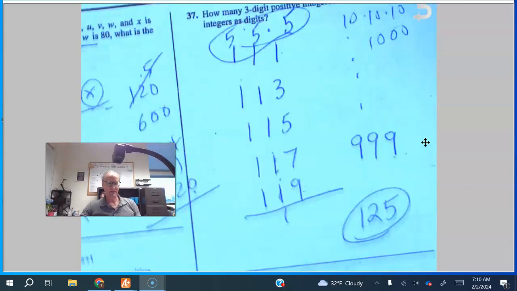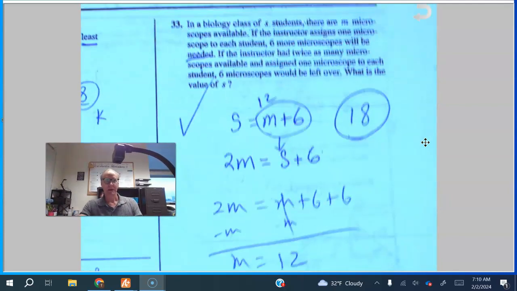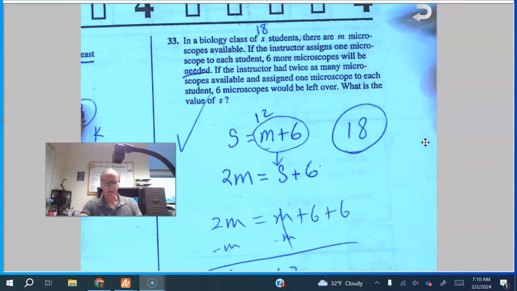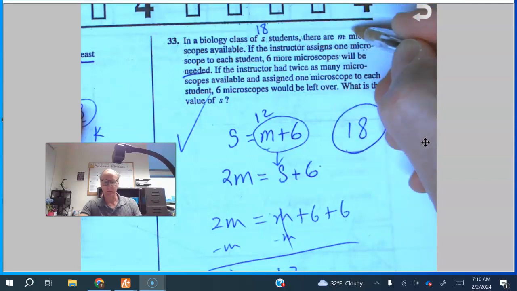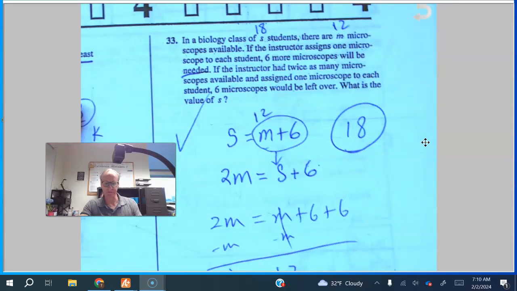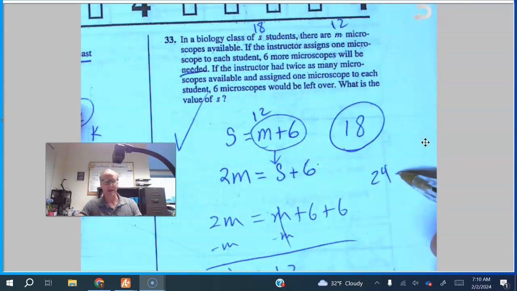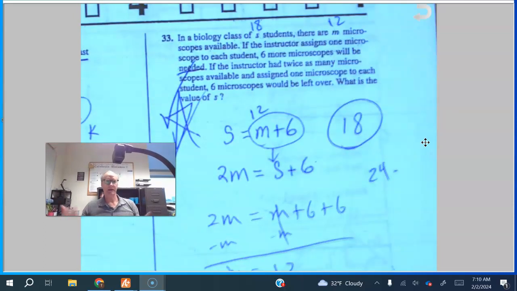And I said I was going to go back to that one about the microscopes and double check it. Let's take a look at it just one last time. If there are 18 students in class, there are M microscopes, and presumably there's 6 that we need extra, so there's 12 microscopes. If we double the number of microscopes, which would be 24, do we have 6 left over when we hand them all out? We do. I am absolutely sure on that one, and I'm moving on.